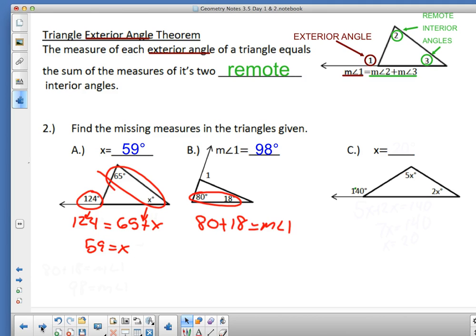Okay, you guys do C. Use the exterior angle theorem relationship. The two remote interiors, the ones that are non-adjacent, add together to be the exterior angle as I extend one side of my polygon. Remember, there's one exterior angle at every vertex, just one, and it's always less than 180.